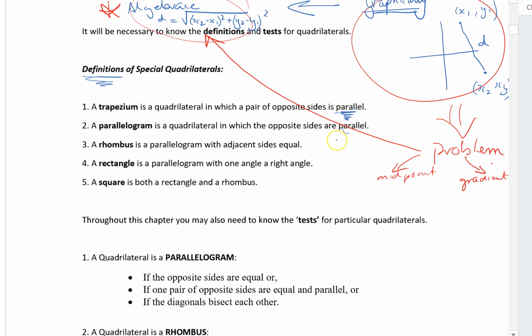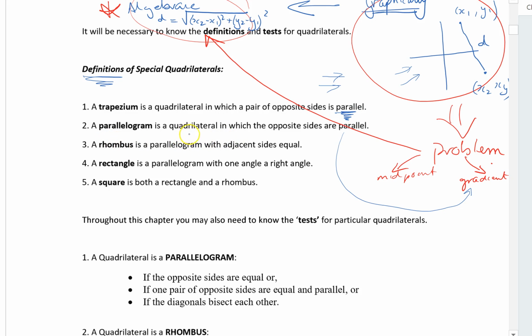Now, parallel. By the end of this chapter, when you read parallel, you will be thinking gradient. Why? Because two parallel lines have the same gradient. That's what parallel means. They have the same gradient. So you'll be reading this word somewhere in a problem, and you will refer that back to your gradient formula, or maybe your idea that these two straight lines are graphed on a number line and they are parallel.